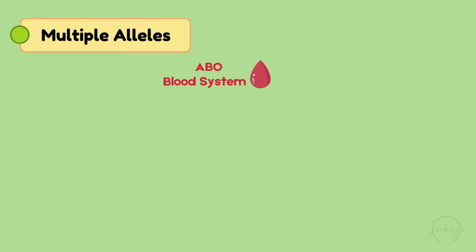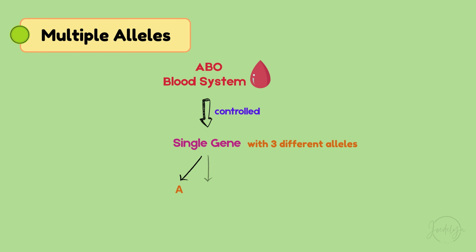Conclusion: the ABO blood group system is controlled by a single gene with three different alleles: allele A, allele B, and allele O, also called i, the recessive form. These multiple alleles combine in different ways to produce all four blood types.